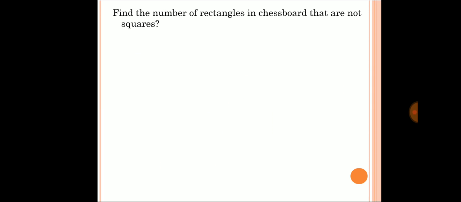Next question. Find the number of rectangles in a chessboard that are not squares. In the very first question, we got the number of rectangles. That number also contains squares, which have equal sides, that is, the length and the breadth are equal. So those fall into the category of squares as well, and they do not want them to be added in this particular question.